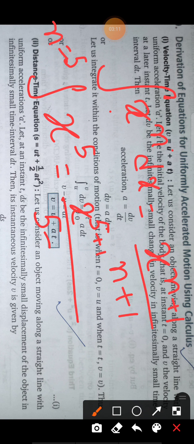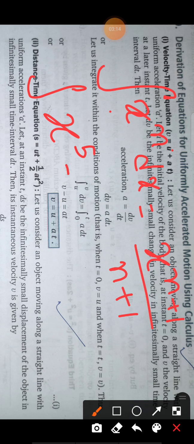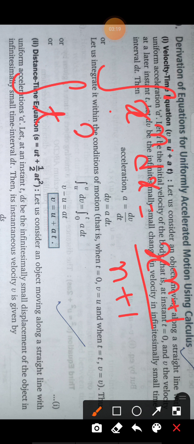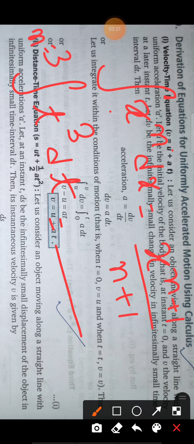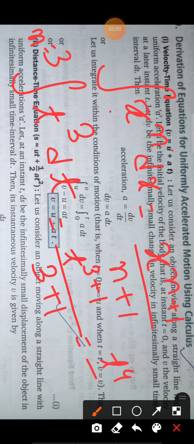Now if your variable is not x but t, the same formula applies. Suppose you are given the integration of t cube dt. You have to use the same formula. Here n is equal to 3. The variable is not x, so in place of x you have to write t. So t to the power 3 plus 1 divided by 3 plus 1, that means t to the power 4 by 4.